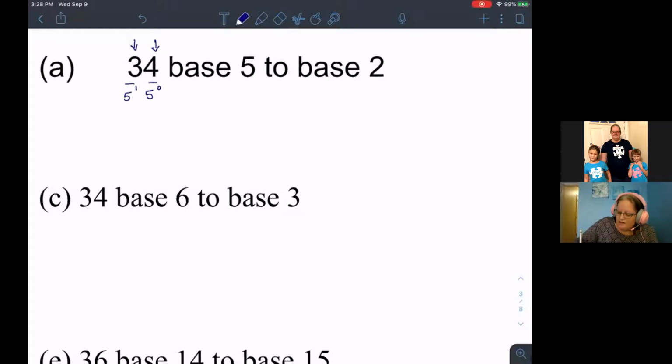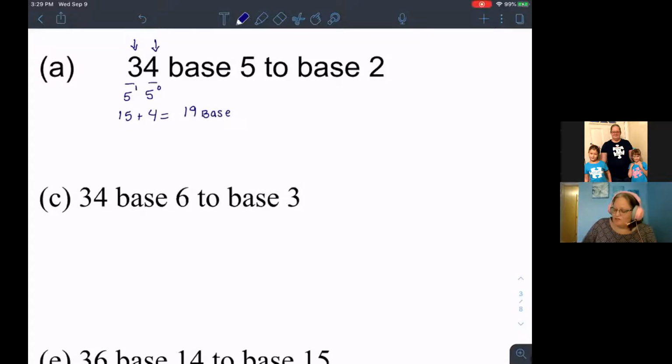So, and then we would add those two together to get to 10. So that would give us 4 times 1 is 4. And then 5 times 3 would be 15. So 34 in base 5 is equal to 19 in base 10.